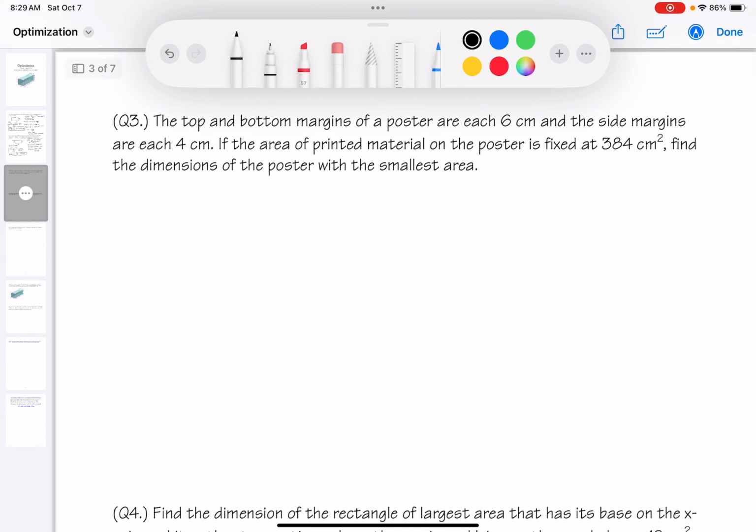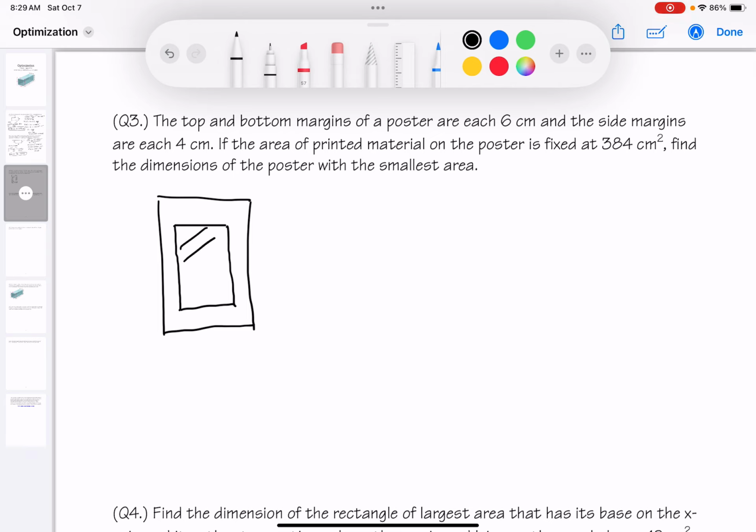So I'm going to try to draw a picture, I'm not going to say it's terribly accurate, a picture of a poster. I'm going to put this over here. And the border at top is 6, and the sides is 4. So maybe something like this. I'm not saying I'm doing a great job of drawing a picture. All right? So I know something about this. I know the printed area, this thing over here, I'm going to call it x by y. I know x times y is equal to 384.